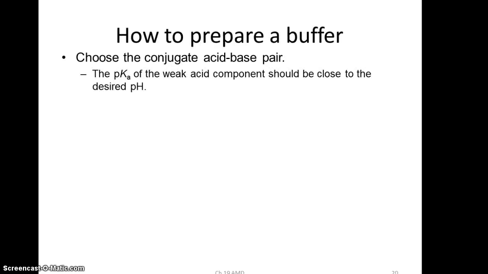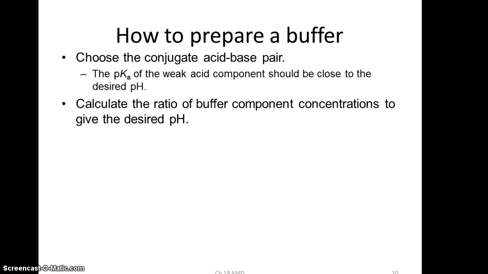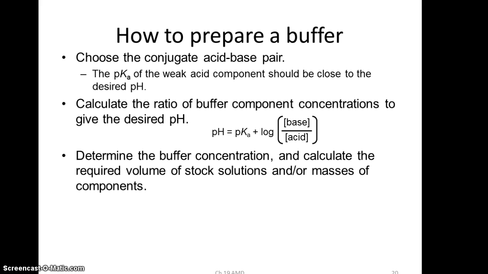Okay, so there's different ways to prepare a buffer, but the first thing we have to do, we know it needs to have a conjugate acid-base pair. So we need to try to choose the best pair. The way that we do that is, say we want to keep a solution at pH 6. We need to find a pKa of the weak acid component that is close to 6. Then we can calculate the ratio of the buffer component concentrations that we need to give that pH. And then we can calculate how much volume we need and how much we need for each of the components, the mass. And then mix them all and correct the pH.